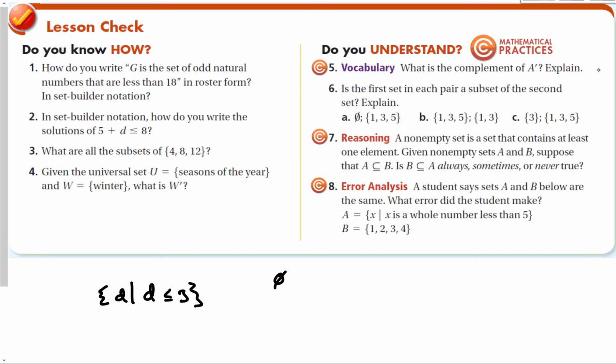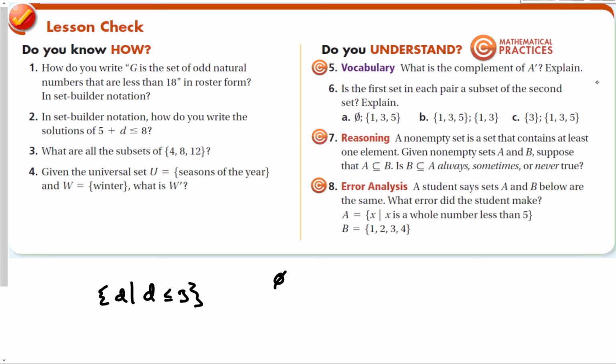For 5, vocabulary, what is the complement of A prime? Well, if A prime is the opposite of A, the complement of A prime is just plain A, because it's everything that's not in A prime, so it's going to be A.